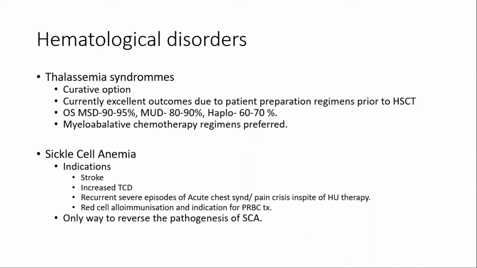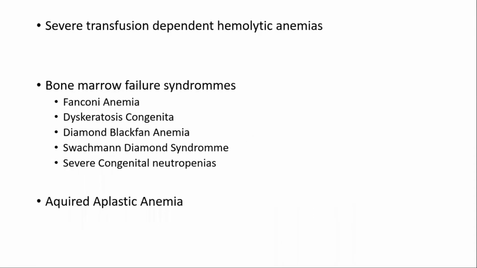In thalassemia, with transfusion and chelation, they can live a normal life. But in sickle, this is the only way to cure the patient. And it can be used in severe transfusion-dependent hemolytic anemias, in bone marrow failure syndromes like Fanconi, dyskeratosis congenita, any acquired aplastic anemias, storage disorders like adenoleukodystrophy, Krabbe's disease, metachromatic leukodystrophy, etc.